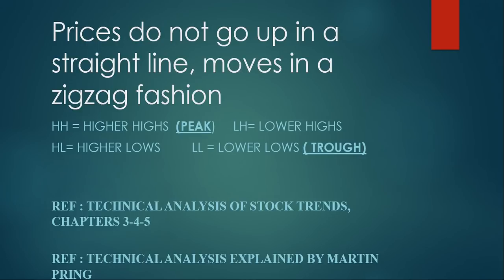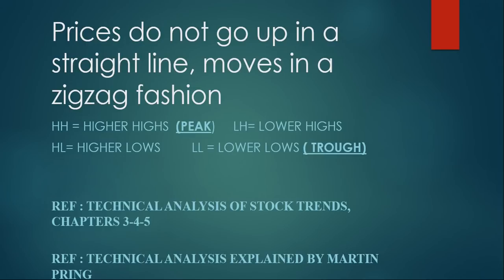And before I get into the whole chapter, kindly understand that this is not something I have made up or invented. This has been there for the last 100 years. I have used two textbooks of our field. One is Technical Analysis of Stock Trends by Edwards and Magee, chapters 3, 4, and 5. And the second one is Technical Analysis Explained by Martin Pring. These two books give you a very good grounding of Dow theory and also the peak and trough analysis.